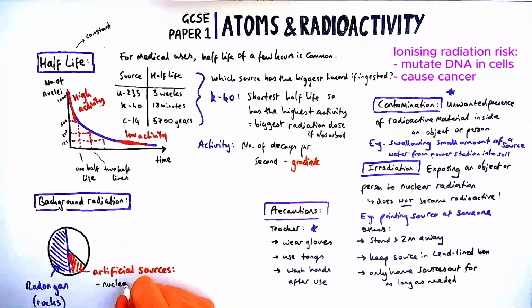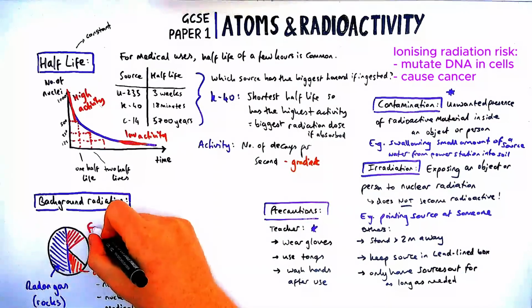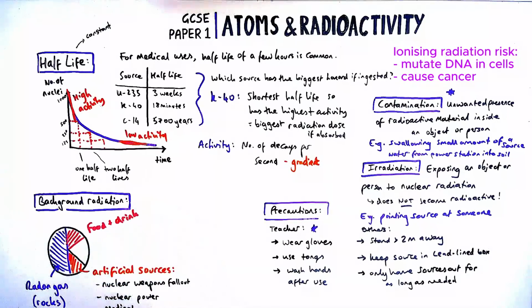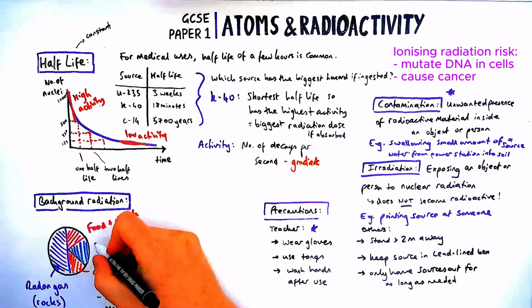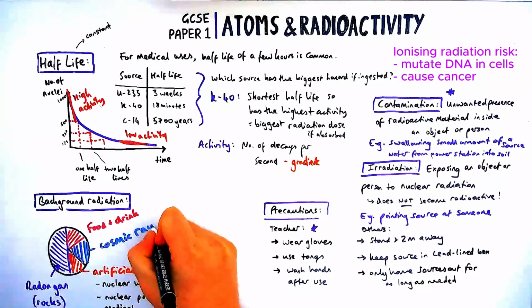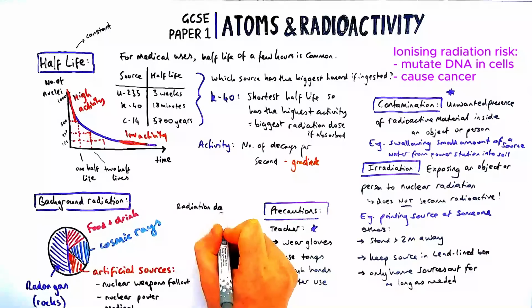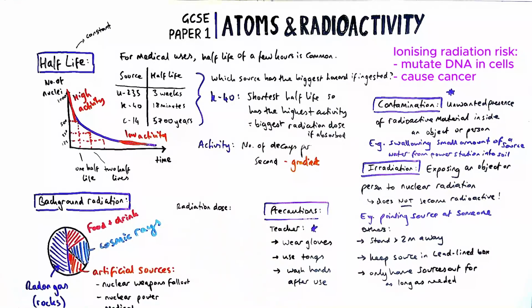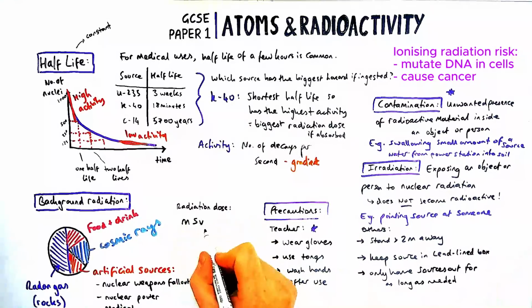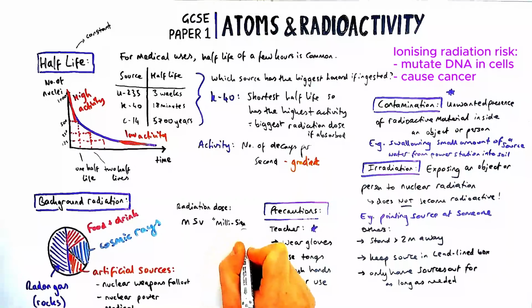The other background radiation sources, some of them are artificial, so this would be from nuclear weapons fallout, usually from decades ago. This might be from nuclear power stations and also from medical sources. You also have a certain amount of background radiation from food and drink, from radioactive foods like bananas, quite famously, and also cosmic rays, which are rays from outer space, especially if you have a job where you're flying on planes a lot.